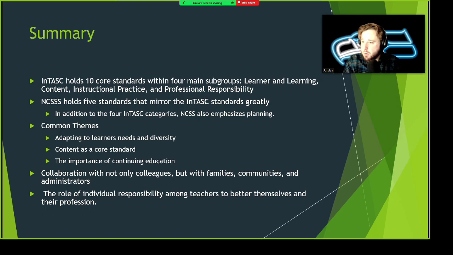But here I just summarized some of the core messages of this presentation. InTASC holds 10 core standards within 4 main subgroups: learner and learning, content, instructional practice, and professional responsibility.